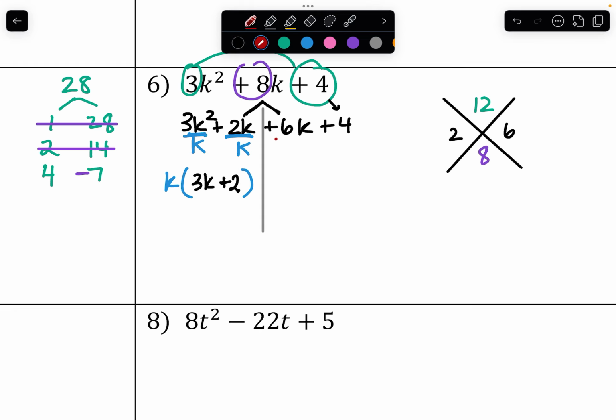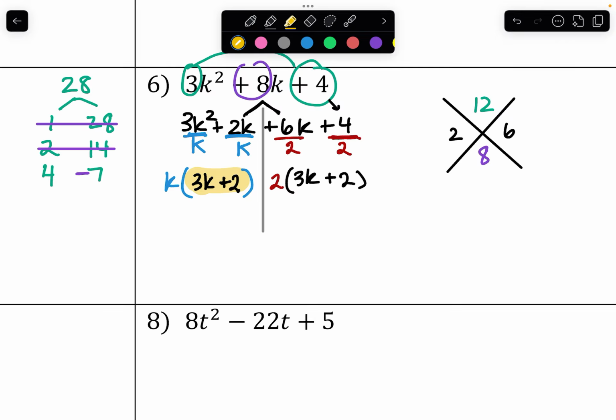For the second pair, between 6 and 4, both of those can be divided by 2, and you're never going to get a k because this is where your constant is. And so 2 is the best we can do. 6k divided by 2 is 3k. 4 divided by 2 is 2.